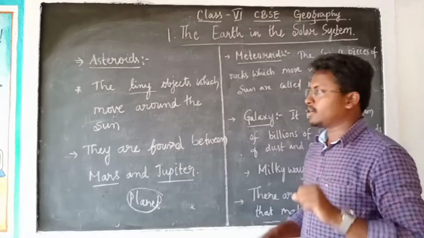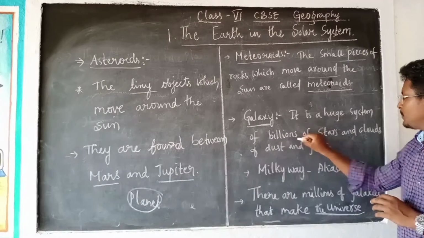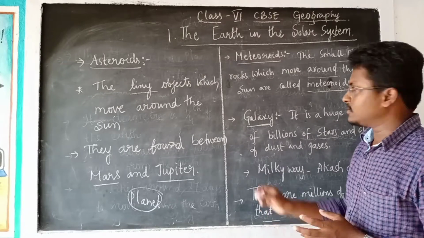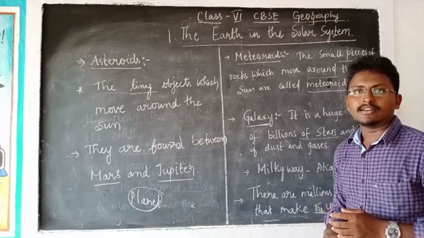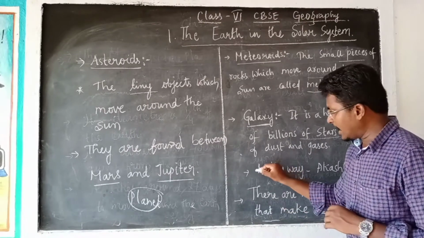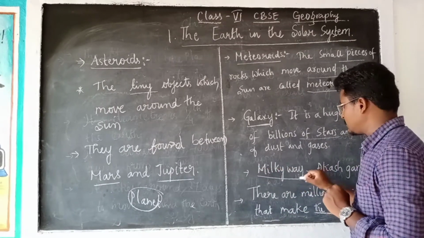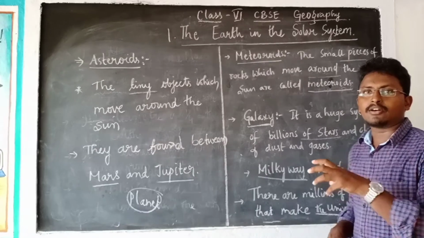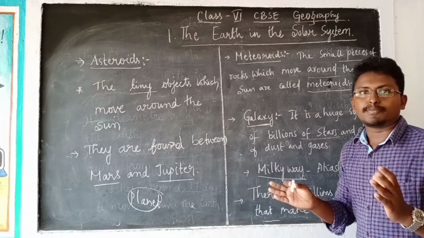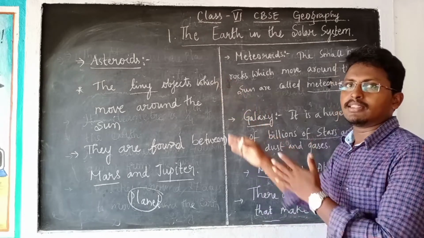Then the next very important thing is the galaxy. A huge system of billions of stars and clouds of dust together, we call a galaxy. And there are millions of galaxies. The galaxy in which you can find our solar system is the Milky Way. Why do we call it the Milky Way? If you go into space and look at the place where our solar system is, it appears like milk flowing in the sky.